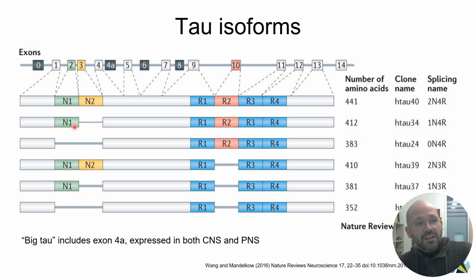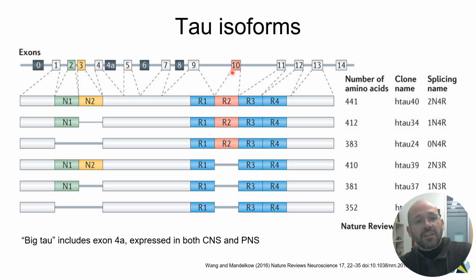Important to mention here is that you're never going to see exon 3 alone or included in the absence of exon 2. So that generates 3 different isoforms, either including exon 2 and 3, with only exon 2, or without exon 2 and 3. That is what is referred to as the 2N, 1N, or 0N.